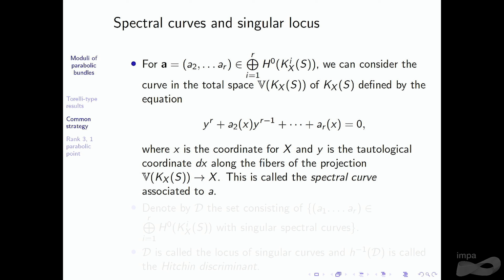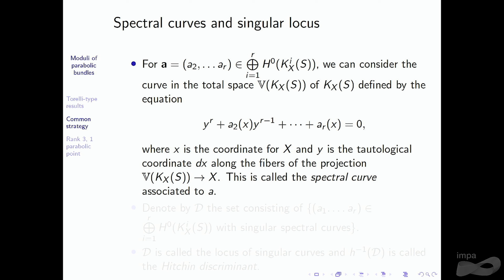There are a couple more ingredients I need to define. This direct sum of these sections has a name, by the way. It's called the Hitchin base. Now if I take a tuple, let's say A2, A3, up to AR, I can consider the curve corresponding to this point A in the total space of the canonical bundle twisted with S.